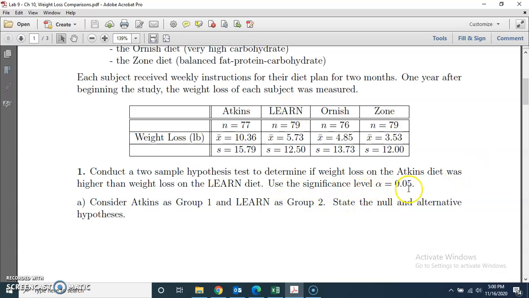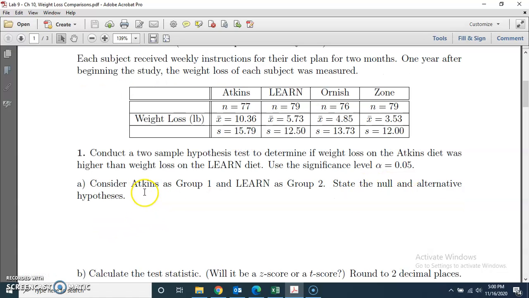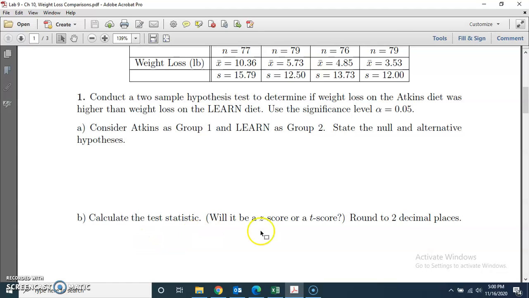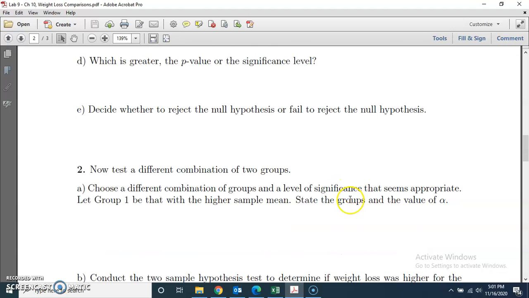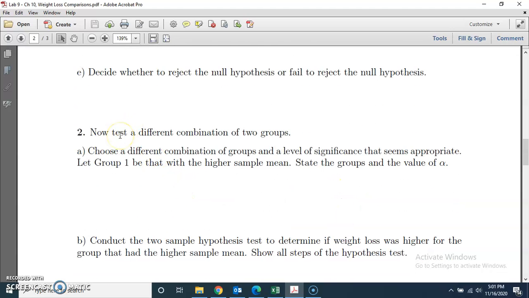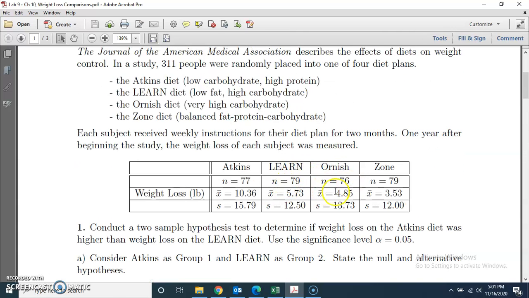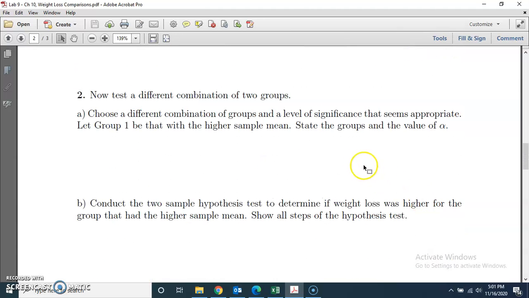And they say use significance level 0.05. In part A, it says, think of Atkins as group 1, Learn as group 2. Do the null and alternative hypotheses, right? Calculate the test statistic, and it walks you through the p-value. It walks you through the test. When you get to number 2, now you get to choose. Try out a different combination of 2 groups. And it tells you how to pick group 1 and group 2. Group 1 will be the one with a higher sample mean. So whichever 2 you pick, the higher X bar, just consider that as group 1.